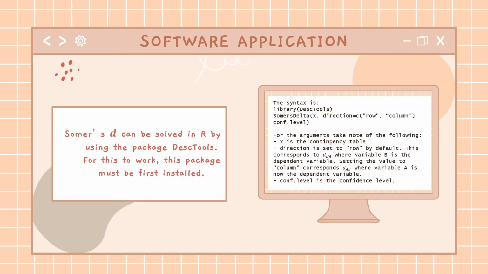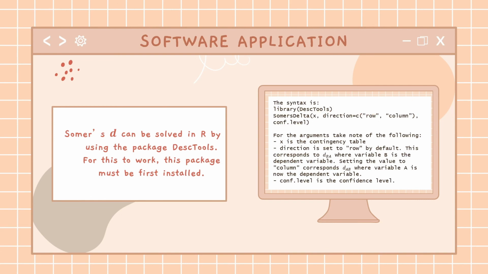So, for the software application naman, ito yung paano mag-code ng Somers' D into R. So, yung syntax nito is ito. Ito lang naman yun. Pero, for this one to work, kailangan nating i-install yung package na DescTools. So, kapag viewing on the syntax na binigay dito, yung library DescTools, yan yung nag-load ng package na DescTools. And yung Somers' Delta na code na mismo is given by this one.